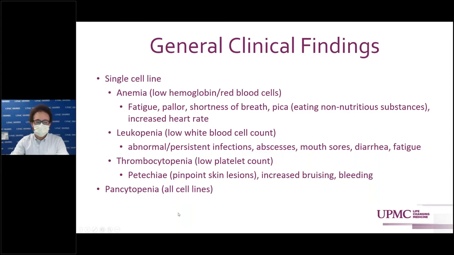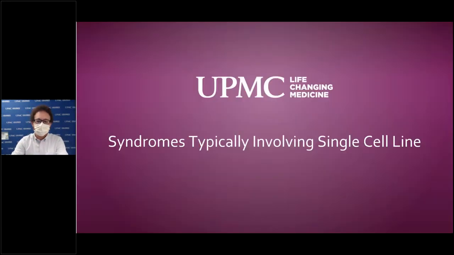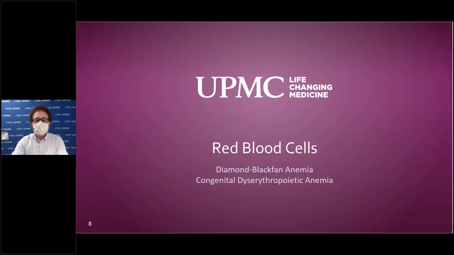And then, like I said, you can have pancytopenia, which is involvement of all these, so you can have a variety of these clinical symptoms. So first I want to talk about some syndromes that typically involve a single cell line. Like I said, this won't be an extensive list, but I wanted to kind of hone it into some of the more common and rare conditions that some people may be more familiar with or not.